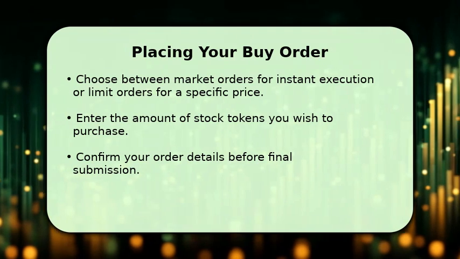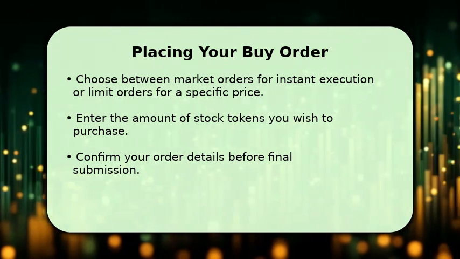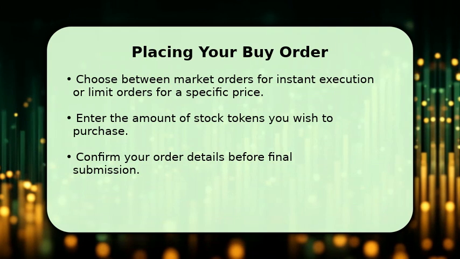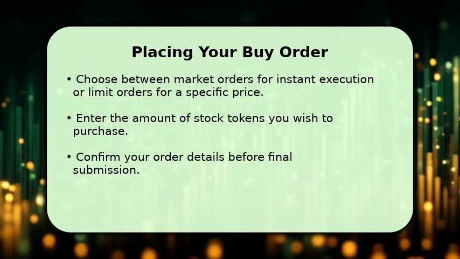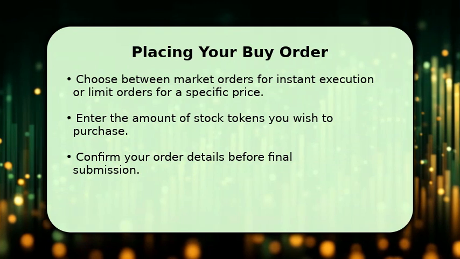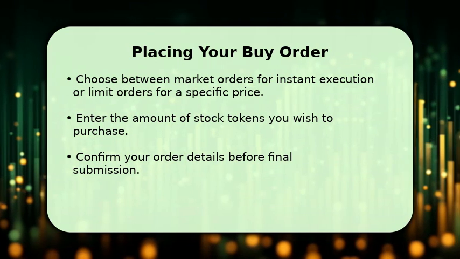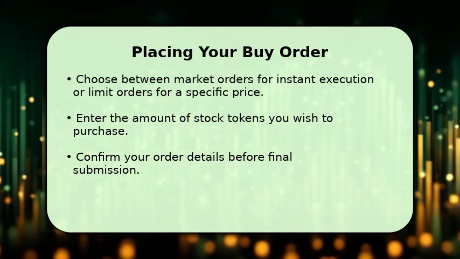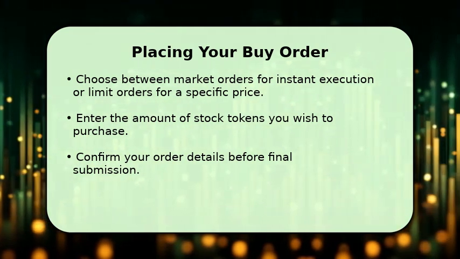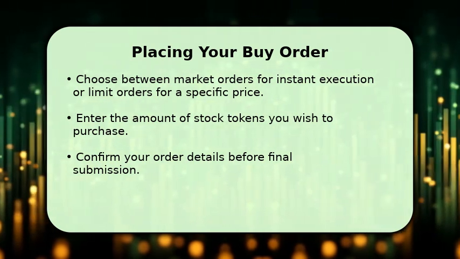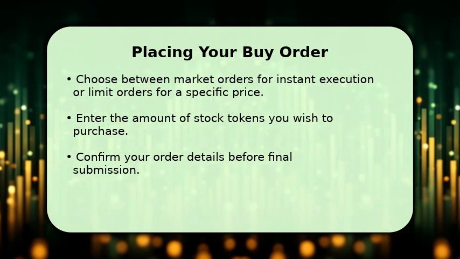Now it's time to place your buy order. You have two main options: a market order, which executes immediately at the best available price, or a limit order, allowing you to set a specific price you're willing to pay. Enter the quantity of stock tokens you want to buy. Always double-check all the details of your order before confirming to ensure everything is correct. It's a simple click to complete your purchase.